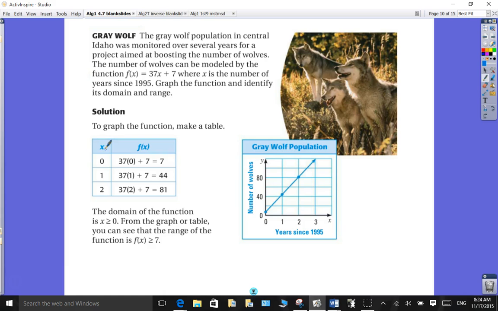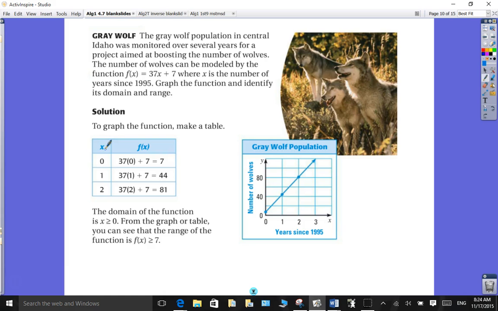So they plugged in 0, 1, and 2 for x. In that expression, they found their f of x, 7, 44, and 81, and they plotted 3 points. These 3. And then they connect them with a line, right? Because that population isn't just at those whole years, they're growing in the middle too. So that's an infinite number of points on that line.